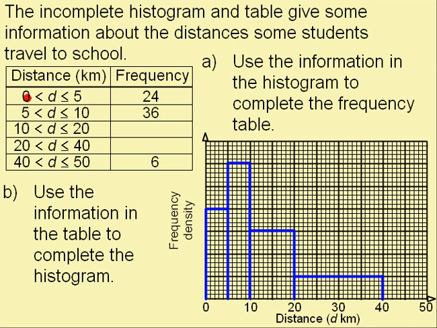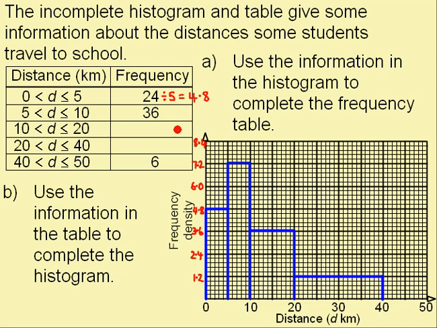So I can see here that the class width is 5, so the frequency density must be 24 divided by 5, and 24 divided by 5 is 4.8. So I know that this here is 4.8. Now I can see I've got there in 4 squares, so each square must be 1.2. So this is 1.2, 2.4, 3.6, 4.8, this will be 6.0, the next one's going to be 7.2, and this one is 8.4.